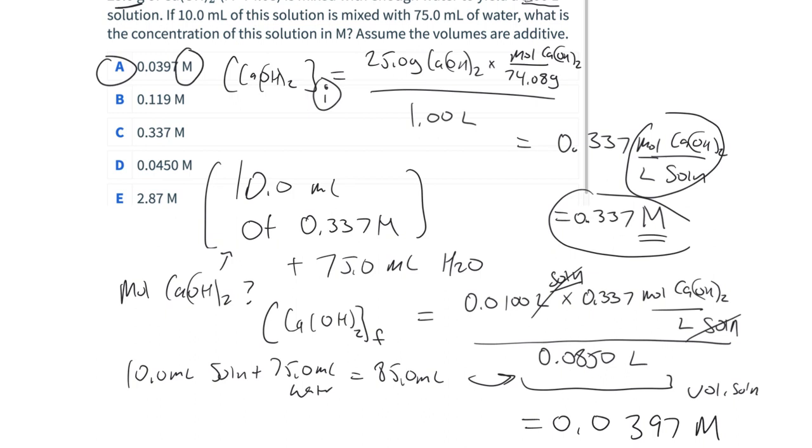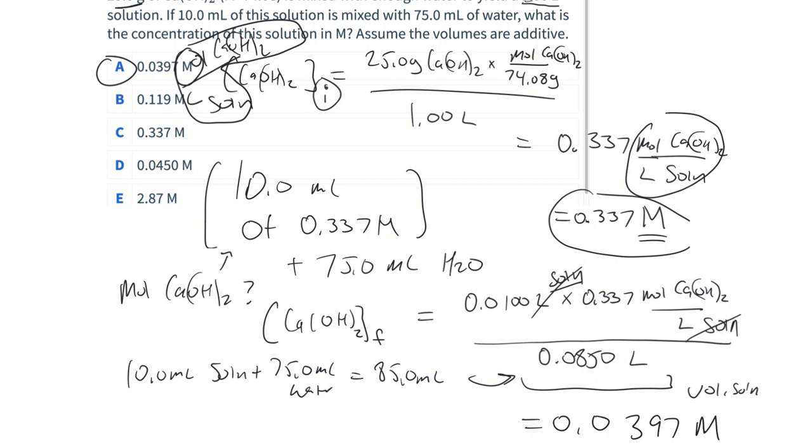But one of the things I want us to think about is that molar unit, that it's moles of the solute, in this case moles of calcium hydroxide, per liter of solution. Knowing that the capital M corresponds to moles per liter, moles of what? Moles of the solute, the thing that's dissolved in the water, and then per liter of the entire solution.